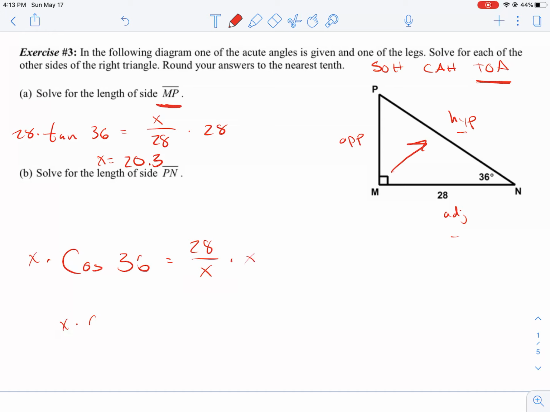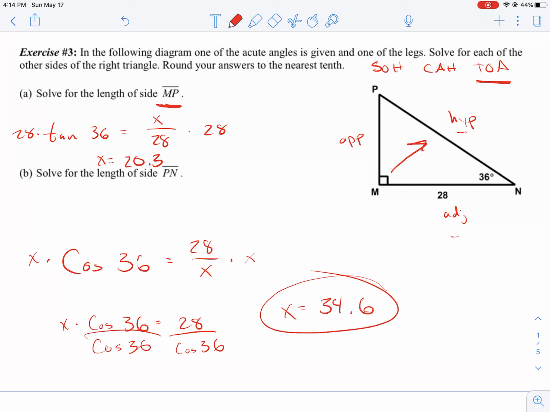To get x times the cosine of 36 is equal to 28. Divide by the cosine of 36. You get x is equal to 28 divided by the cosine of 36, and you get 34. It says round it to the nearest tenth, so 34.6. And we just used our trigonometric ratios to find the lengths of all the sides of this triangle.